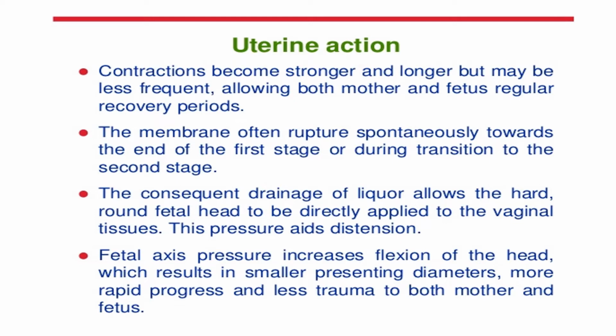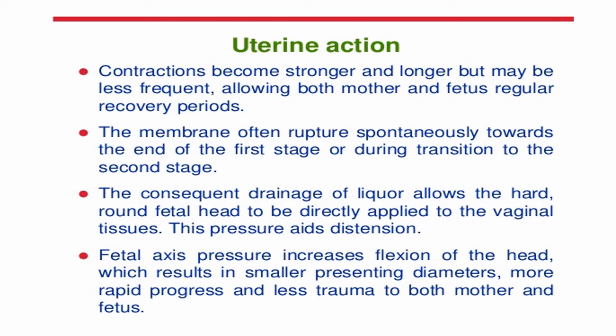And the fetal axis pressure: when the uterus is contracting, as we have already seen in the first stage of labor, the pressure will be applied from the top, through the long axis of the fetus, to the fetal head, and it leads to flexion of the fetal head.